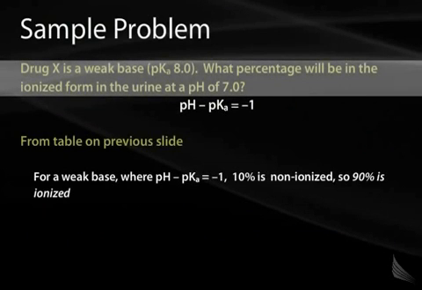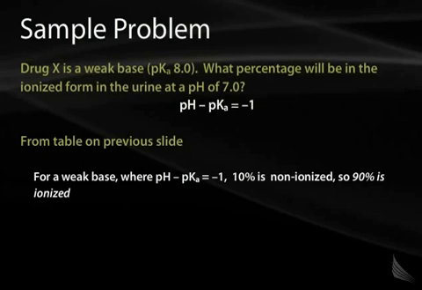Drug X is a weak base with a pKa of 8.0. What percentage of that drug will be in the ionized form in the urine at a pH of 7.0? Remember that drugs that are weak bases, in general, because of their drug backbone, have an NH2 group. That's what makes them a weak base. In acidic conditions, there's a lot of H+ around, and that H+, if it's present in great amounts, is able to bind this nitrogen molecule. When that happens, the drug becomes positively charged. That would be the ionized form of the weak base.